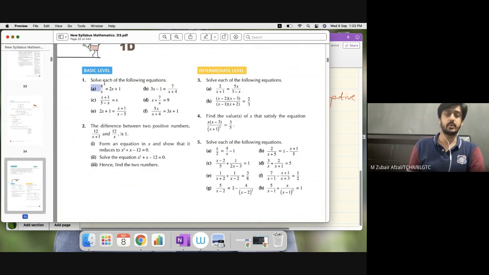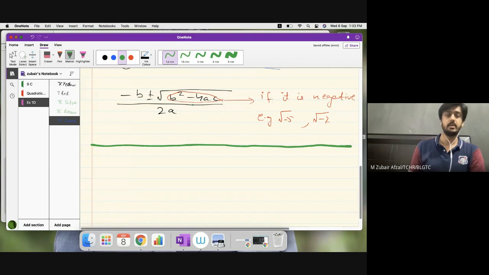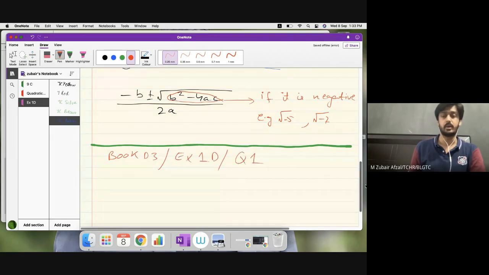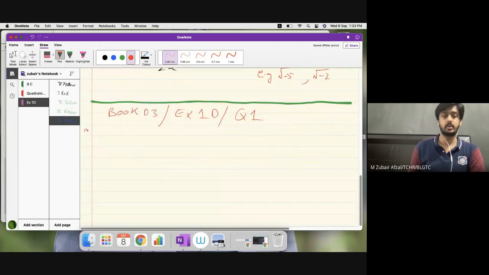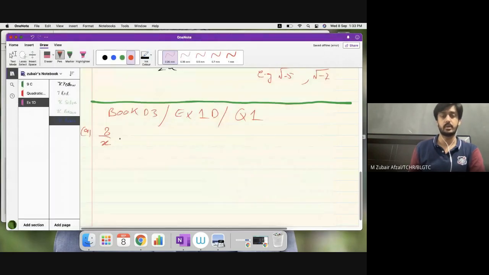Let me start with question 1. This is 8 over x equals 2x plus 1. Book is D3, exercise is 1D, question number 1. So A part: 8 over x equals 2x plus 1. So what do we do?